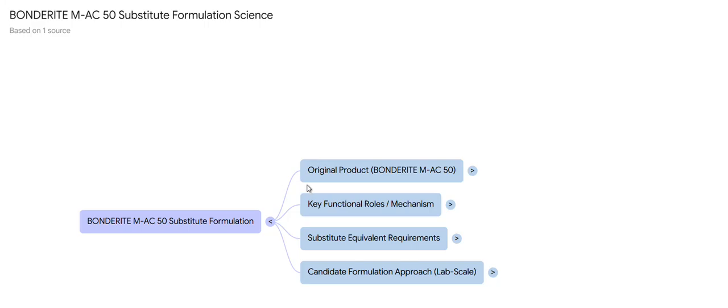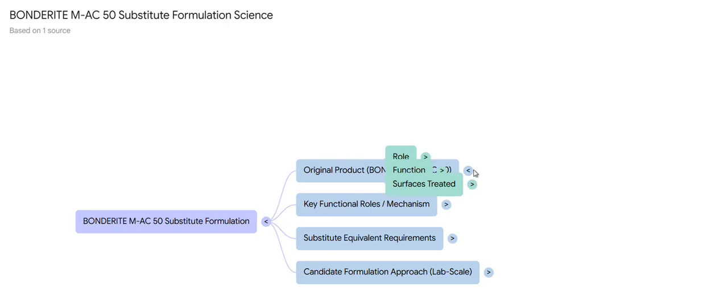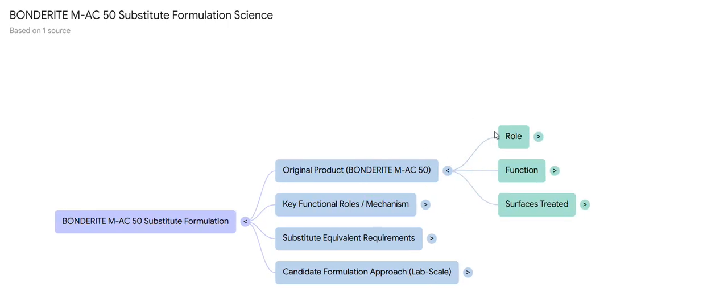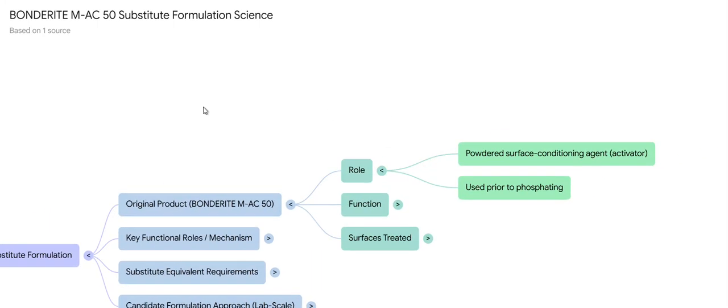Now let us proceed with the original product, that is Bondrite MAC50. Here, let me discuss the role, function, and the surfaces treated with this Bondrite MAC50. When we consider the role, it has a powdered structure. So this powdered surface conditioning agent acts as a very good activator for phosphating. It is used prior to phosphating.